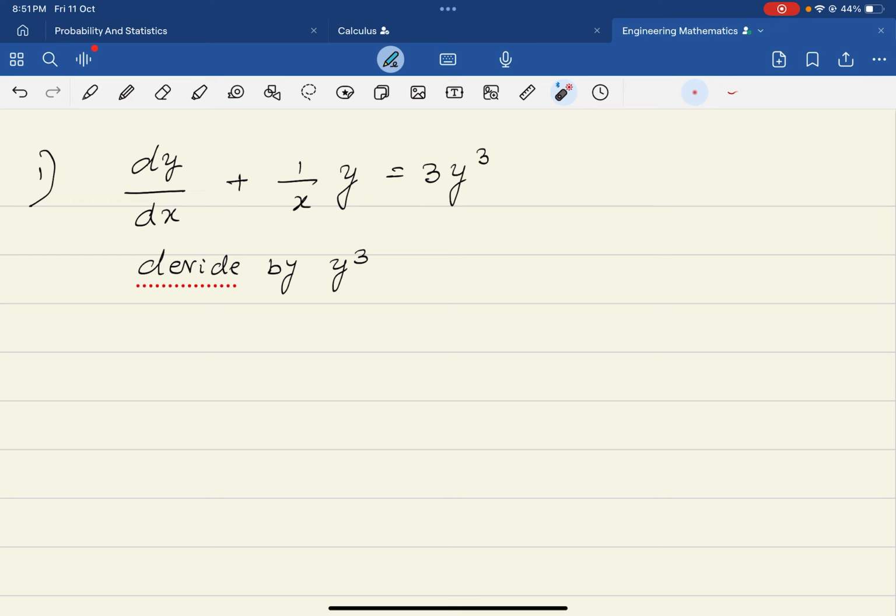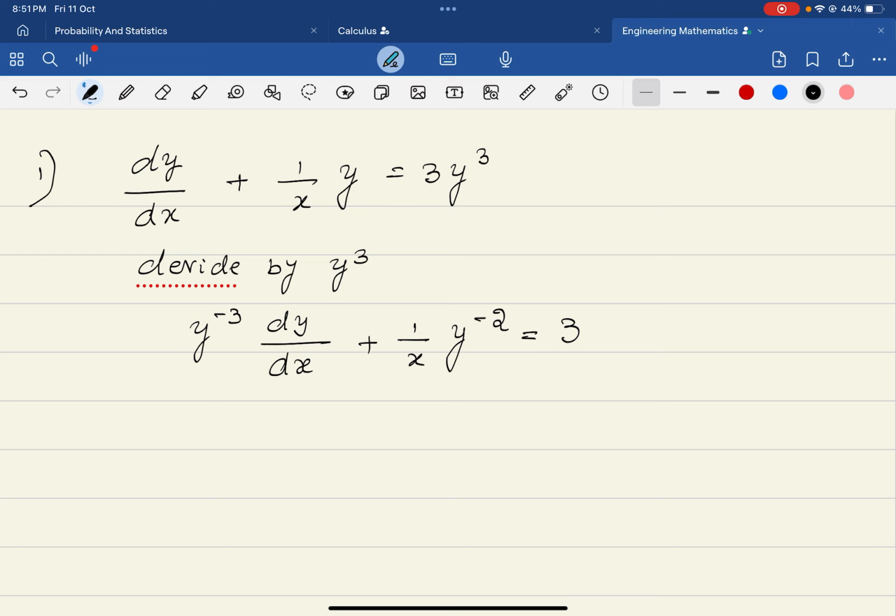The reason for non-linearity is actually y cube. So we divide the whole equation by y cube. So what we get? Then it is y power minus 3 times dy by dx plus 1 over x, y power 1 minus 3 is minus 2, is equal to 3.